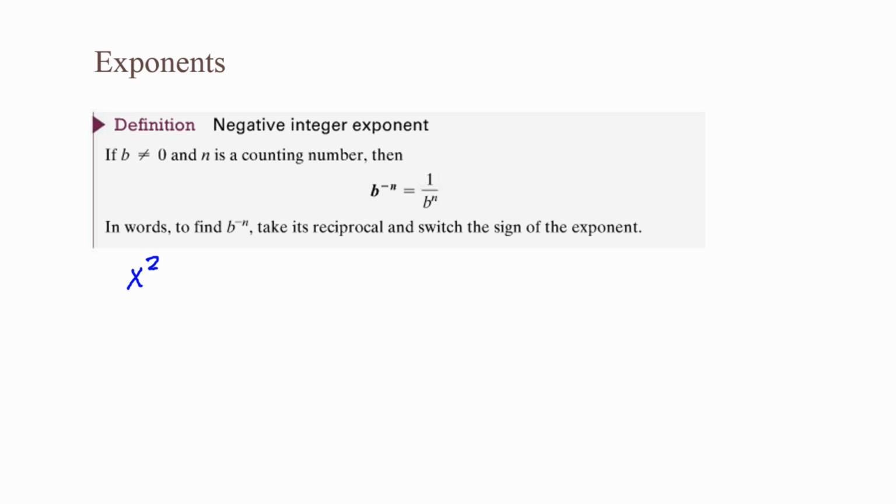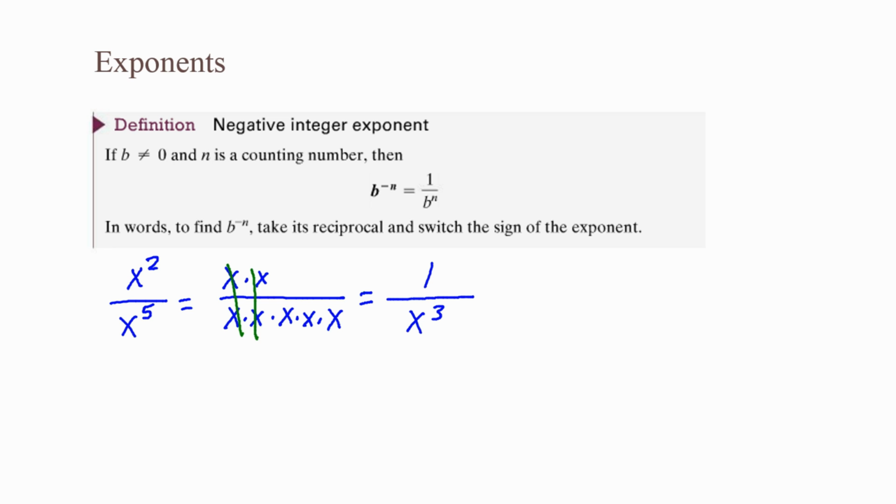So if I have x squared over x to the fifth, and I cancel two pairs of x's, then I'm left with 3 x's in the denominator. Using my rule of exponents, I take the top number, subtract the bottom number when you're dividing like bases. 2 minus 5 is negative 3. X to the negative 3 is the same as 1 over x to the third.